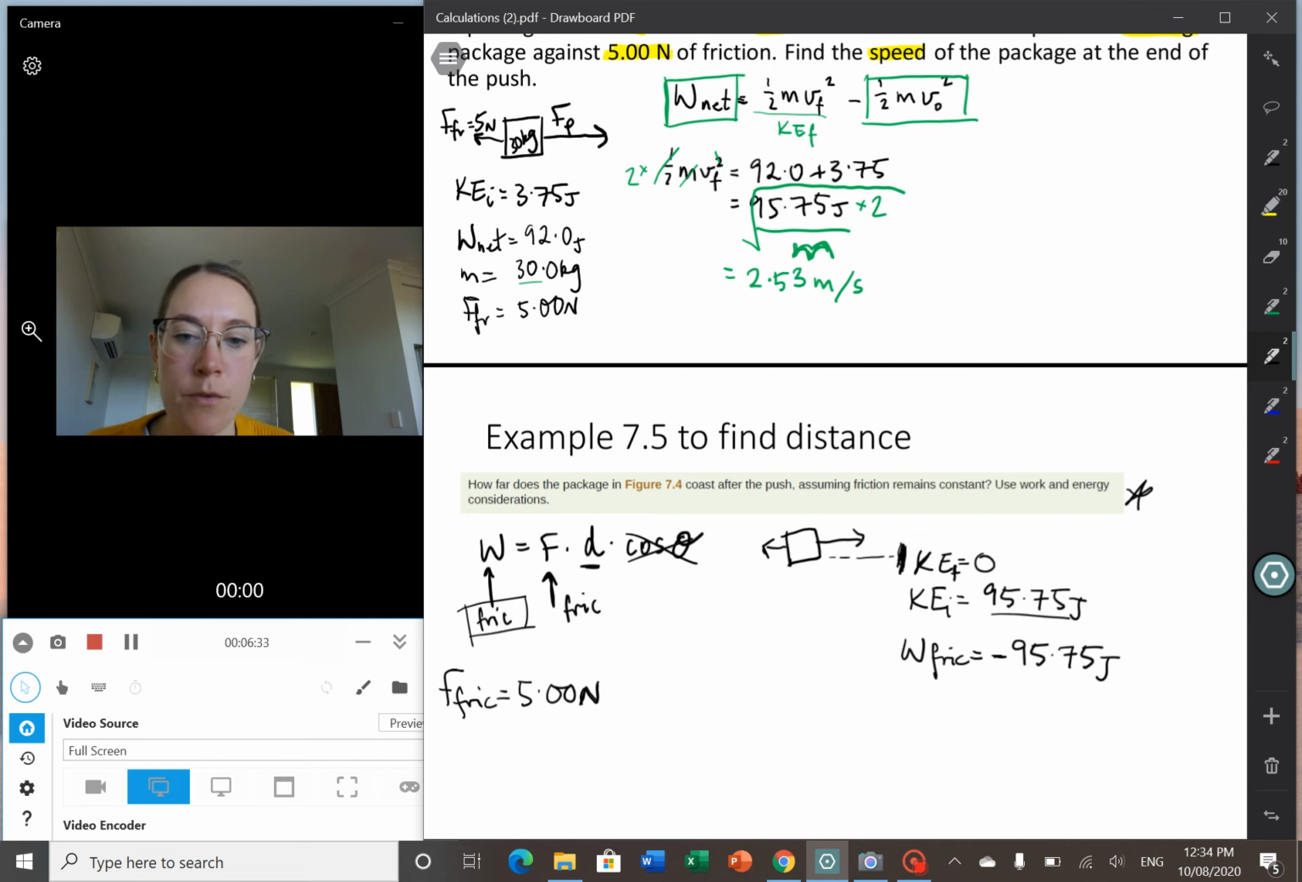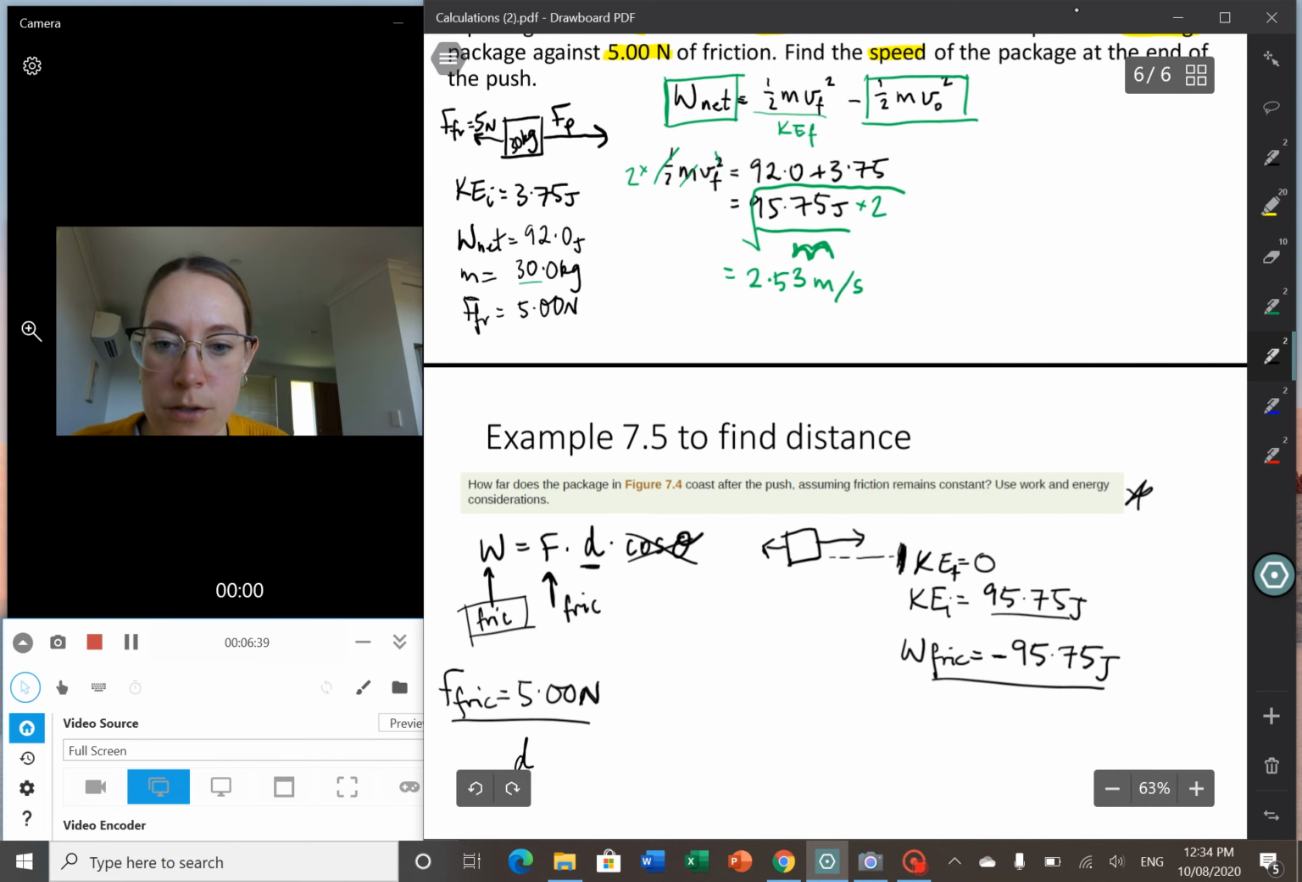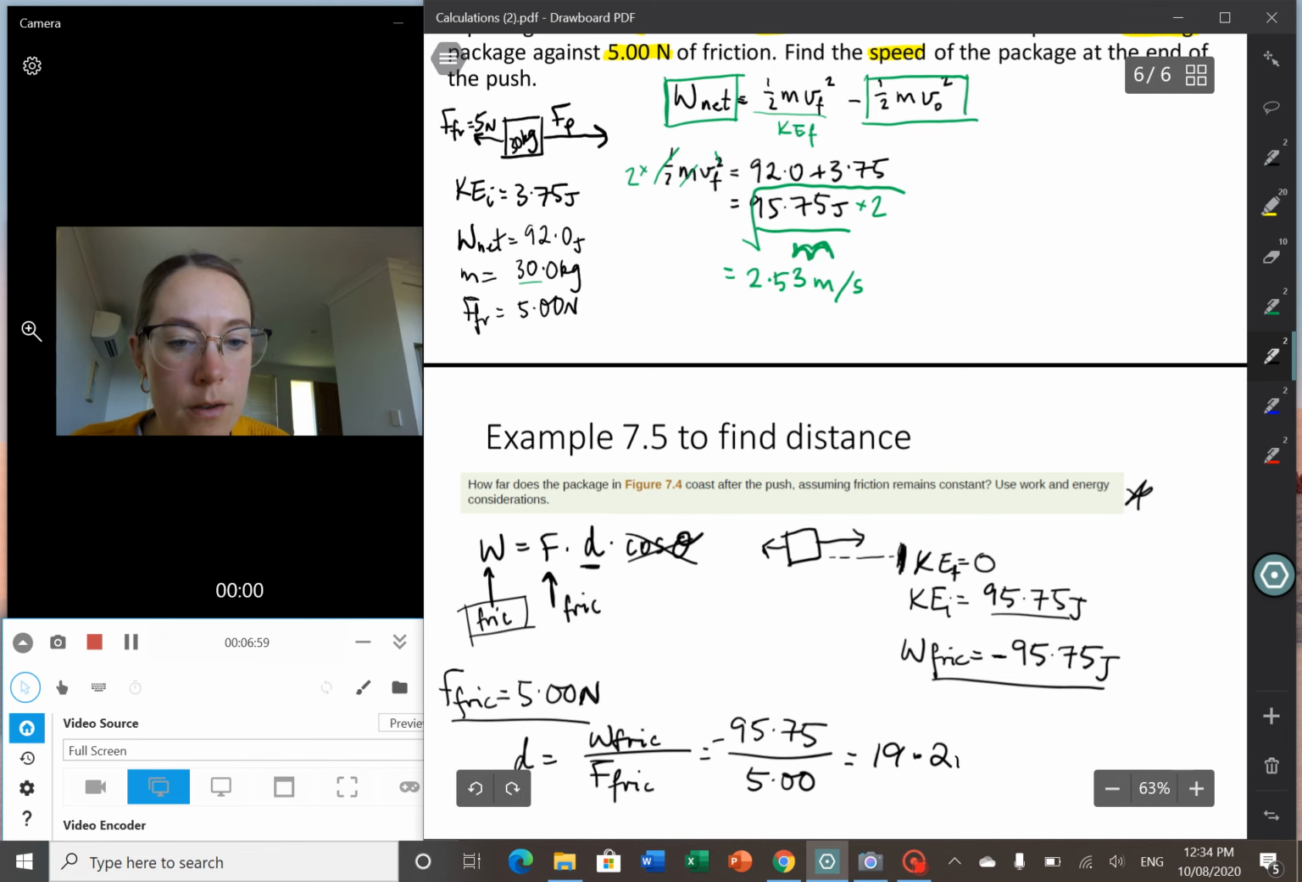So we can substitute our two known values here and rearrange the formula to find distance. So distance will be equal to work done by friction over the frictional force, which is negative 95.75 over negative 5.00, which is 19.2 meters.